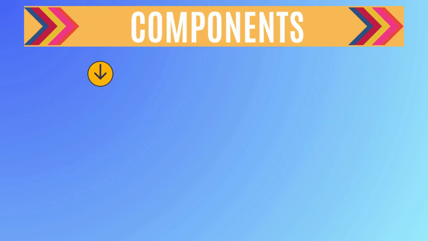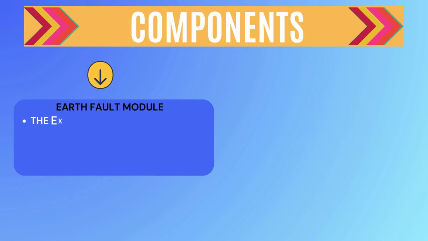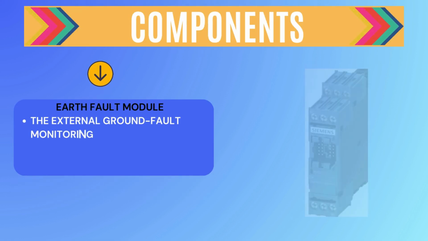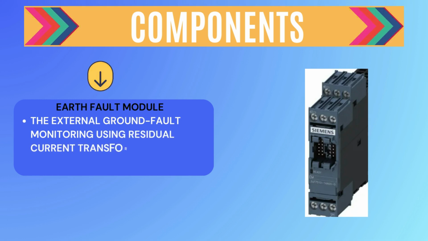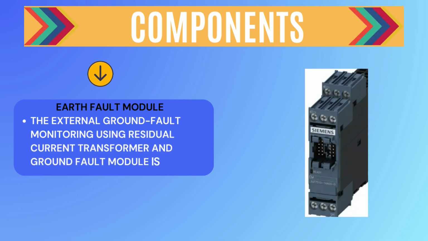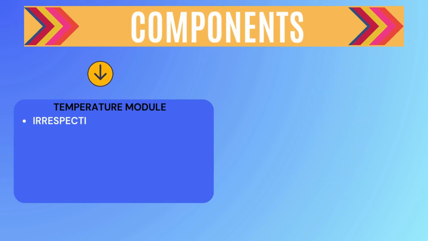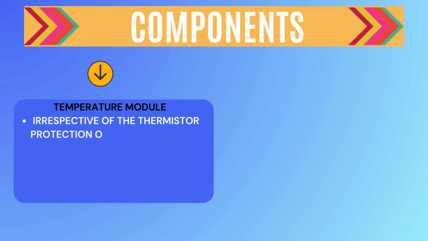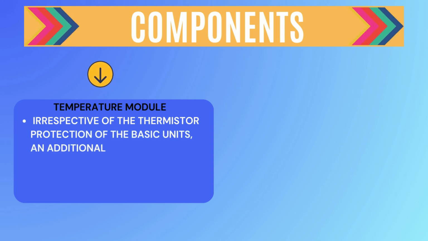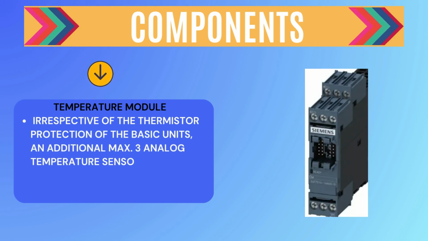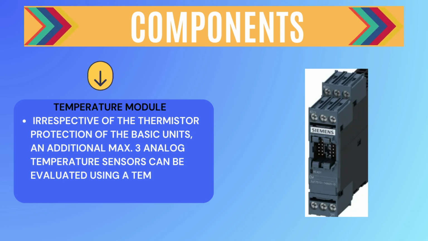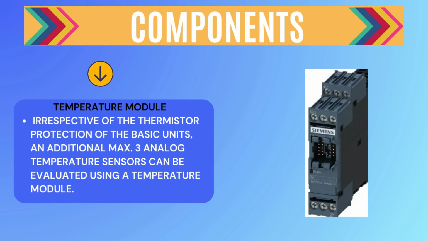Earth fault module. For external ground fault monitoring, a residual current transformer and ground fault module are used. Temperature module. Irrespective of the thermistor protection of the basic units, an additional maximum of 3 analog temperature sensors can be evaluated using a temperature module.